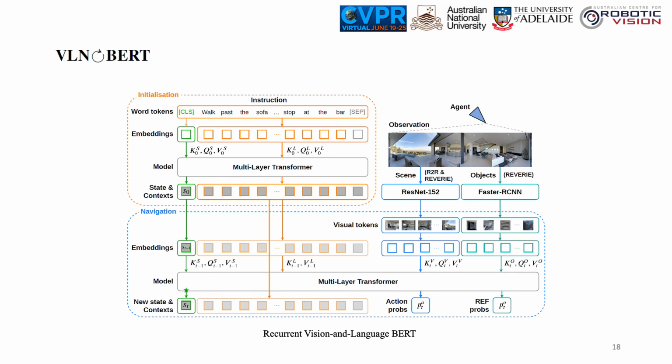The updated state and the language encoding from initialization will be fused and applied as input at the next time step. In this way, we use a single transformer for both feature fusion and sequential action prediction. If you want to know more details, please go to the paper session.